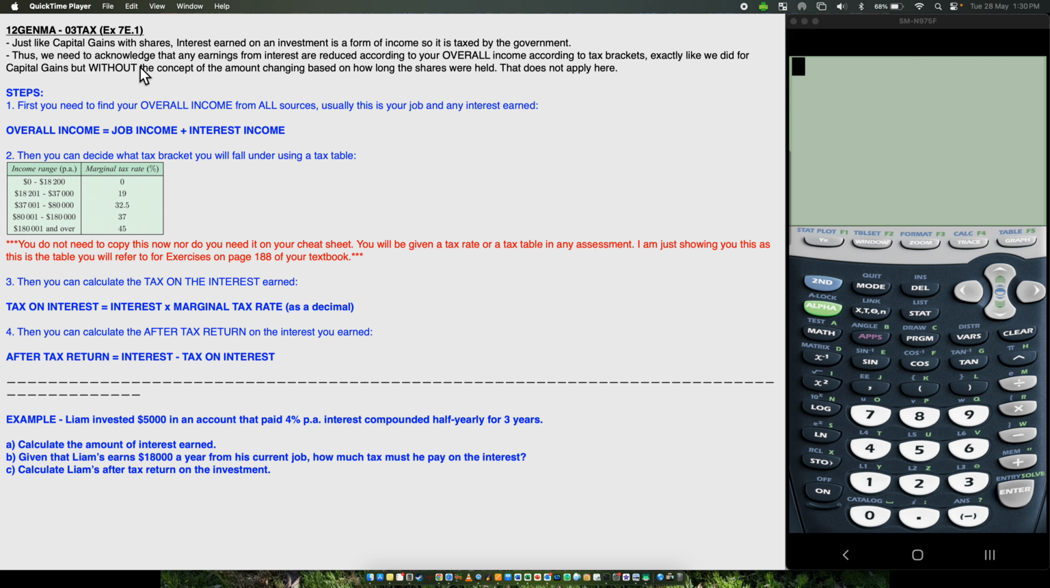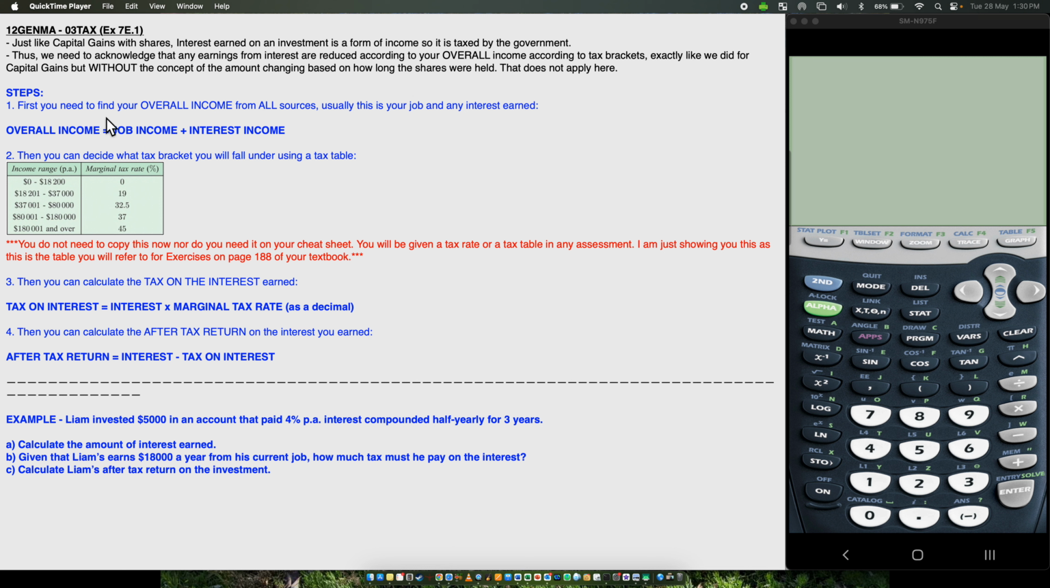But do you remember with capital gains, if we held the shares for longer than a year, did it affect the amount of tax that we paid? It halved it. There's none of that here. Okay? So it's less formulae. So it's without the concept of the amount changing based on how long the shares were held. That does not apply here.